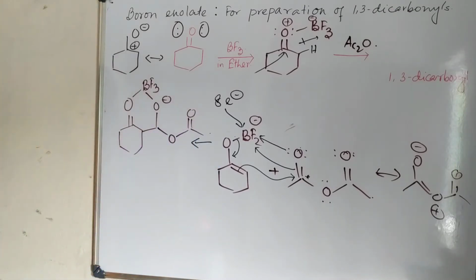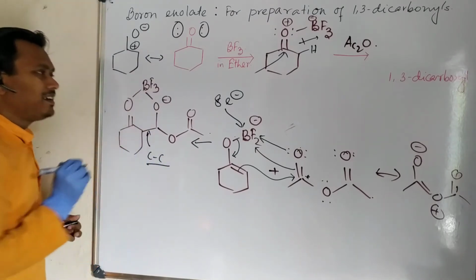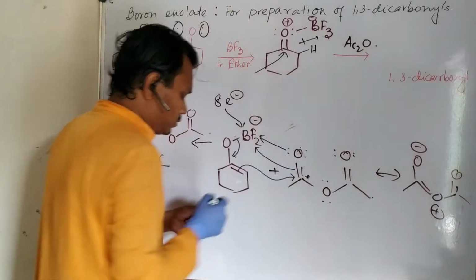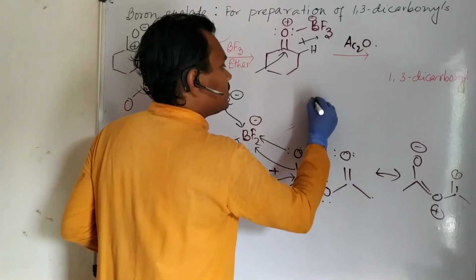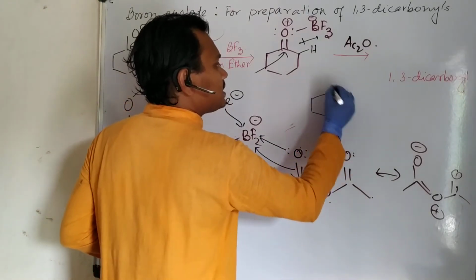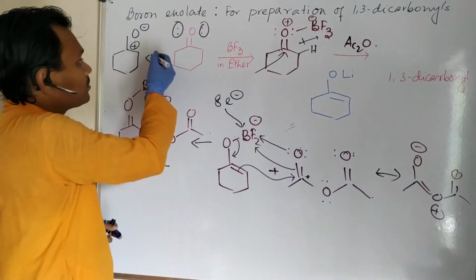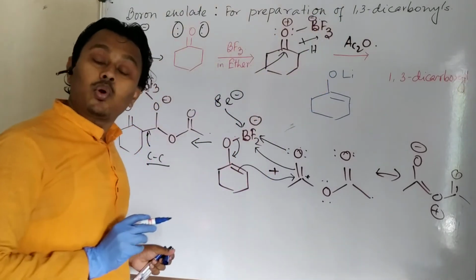Now what did we get here? What is the achievement? Formation of this carbon-carbon bond. And you can compare this with lithium enolate. What is lithium enolate? This is an enolate attached to lithium. How can we get it? Using LDA on the carbonyl group. Similarly, since this has boron attached, it is called a boron enolate.